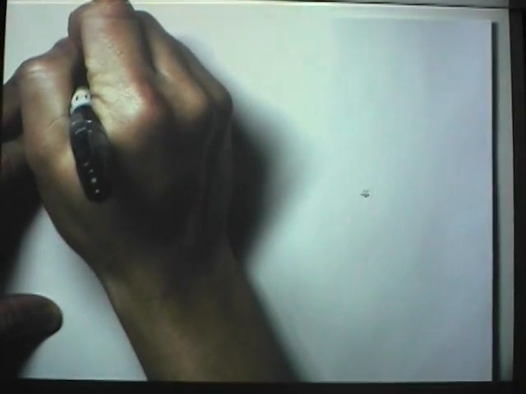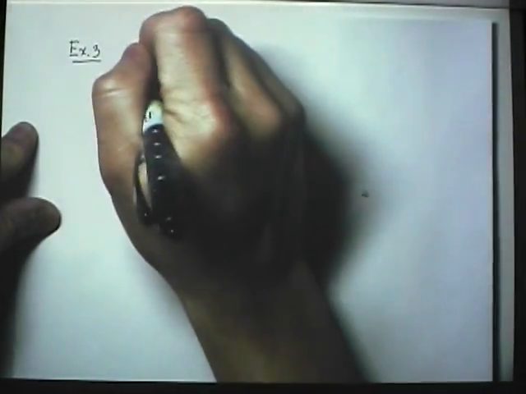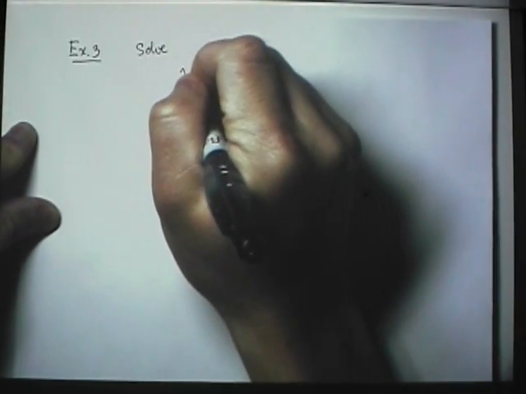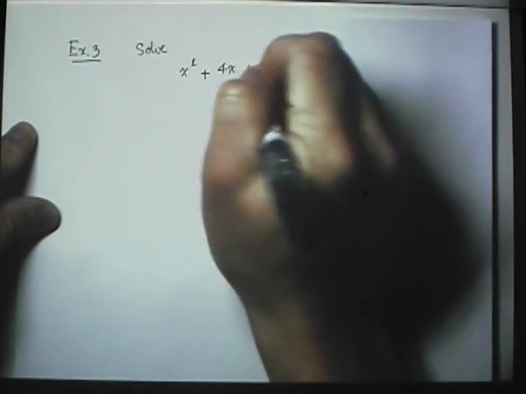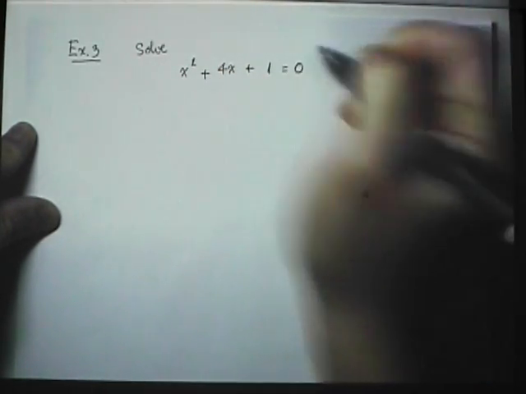Okay, so example 3, solving a quadratic by completing the square. In this equation, we're looking to solve for x in x squared plus 4x plus 1 equals 0.